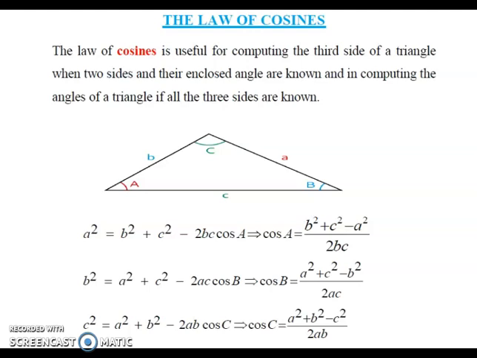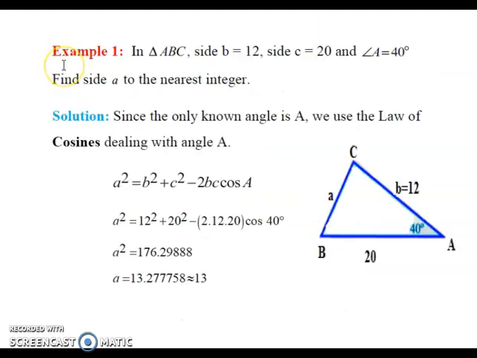Now I will explain some example problems related to the law of cosines. Example 1. In triangle ABC, side b is equal to 12 units, side c is equal to 20 units and angle A is equal to 40 degrees. Find side a to the nearest integer.